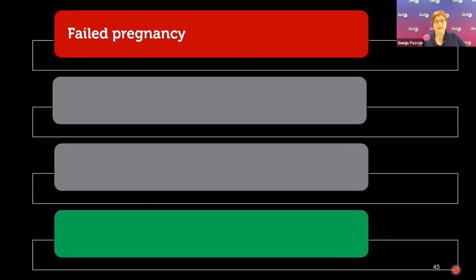And so the 4 possible outcomes are that this is a failed pregnancy. So the mean sac diameter is bigger than 25 millimeters and there's no yolk sac or fetal pole. Or the crown rump length is greater than 7 millimeters and there's no fetal heartbeat.